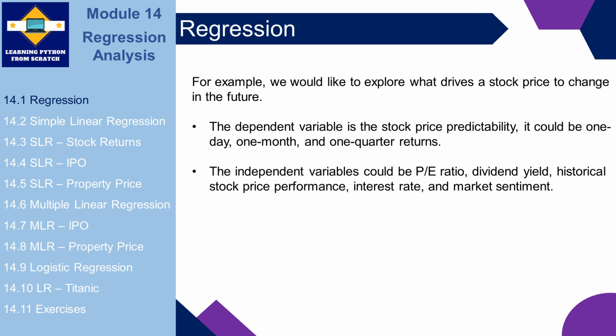For example, if we would like to explore what drives a stock price to change in the future, then the dependent variable is the stock price predictability. It could be 1 day, 1 month, and 1 quarter returns. The independent variables could be PE ratio, dividend yield, historical stock price performance, interest rate, and market sentiment.